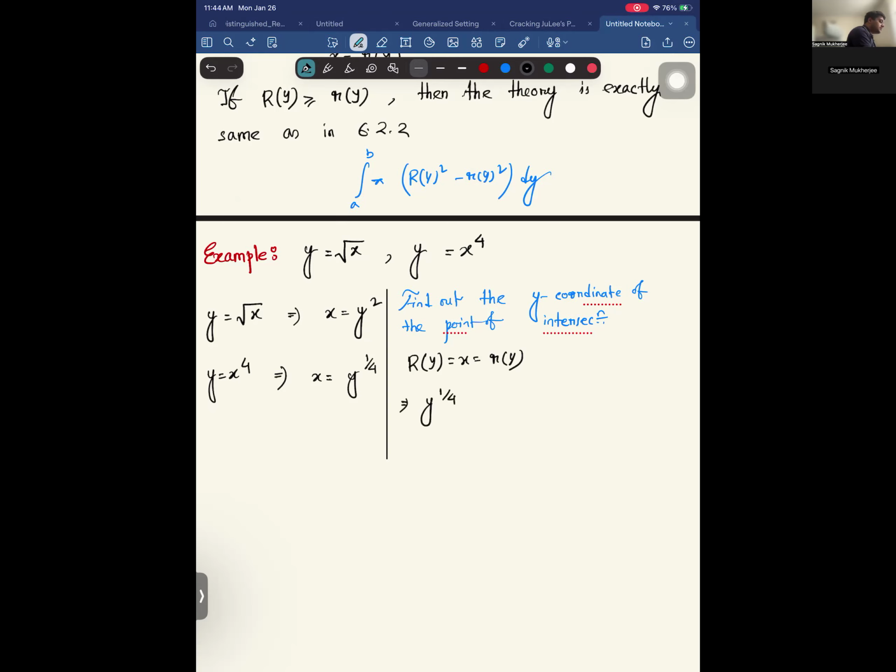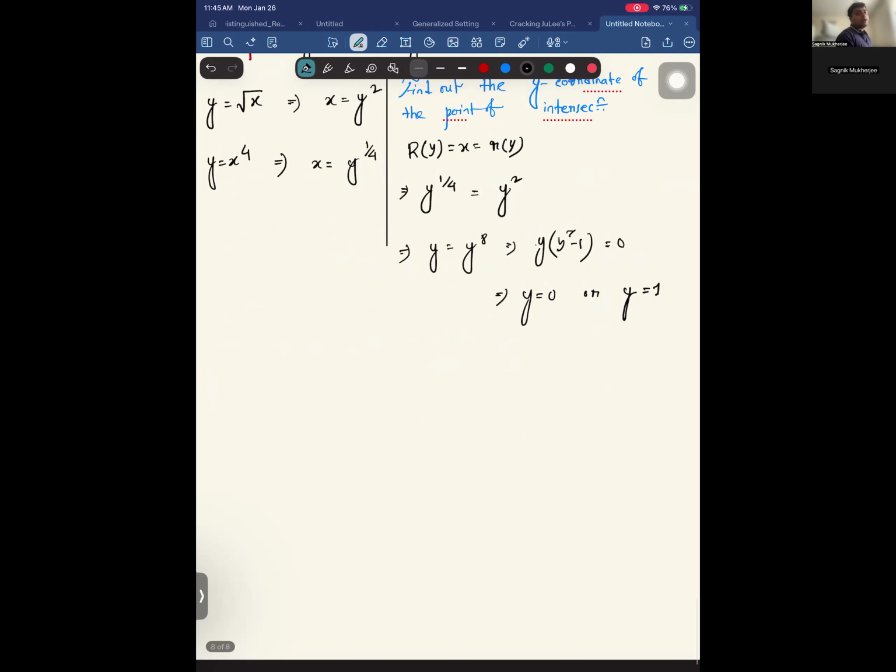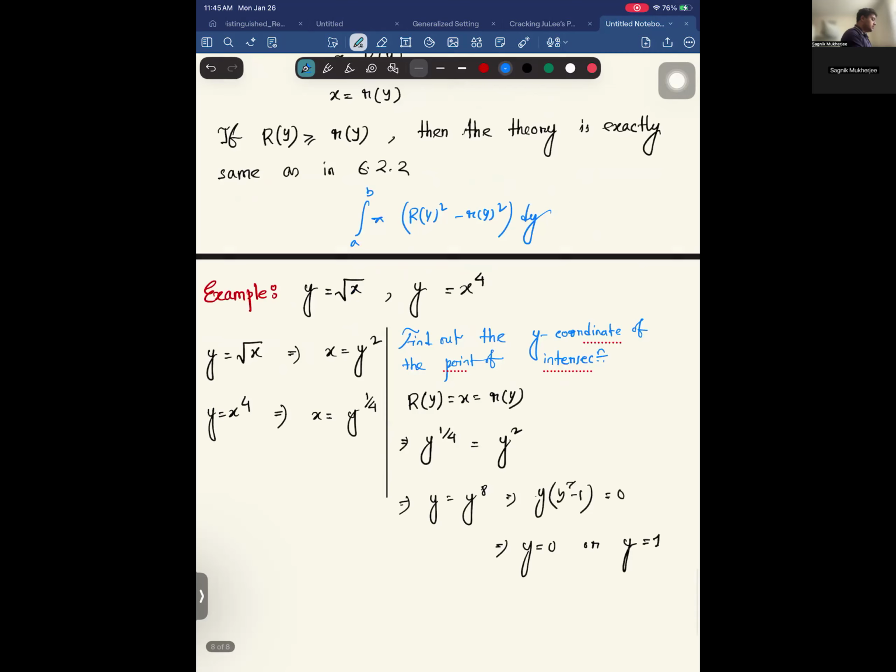So y to the power 1/4 is y squared. Solve it. So that means y equals y power 8. So this means y times (y power 7 minus 1) is 0. That means y is either 0 or 1. So these are the y coordinates for the point of intersection. Also, don't forget to draw a graph of these things.